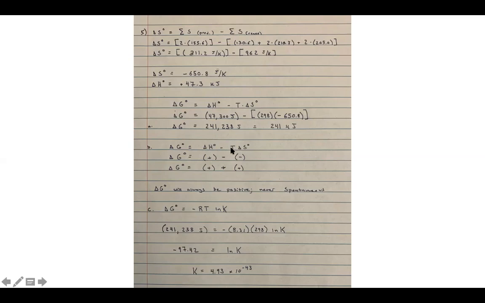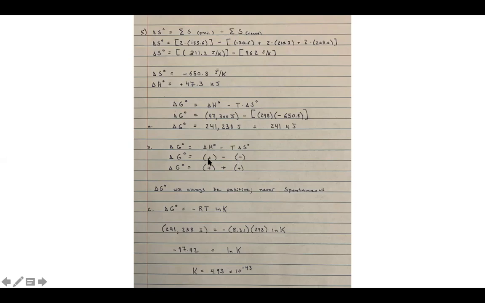Now, temperature, which is recorded in Kelvin, has to be positive. You cannot go into the negatives on the Kelvin scale. So temperature is a positive number, and delta S is a negative number, negative 650 joules per Kelvin. And so when we multiply T times delta S, that's going to be a negative number.